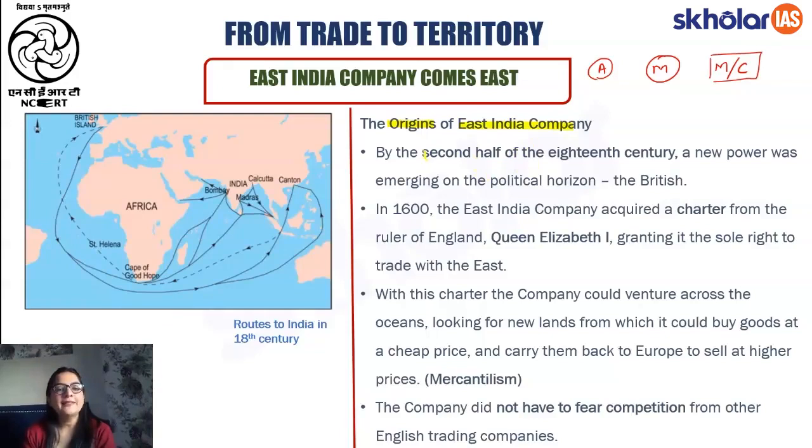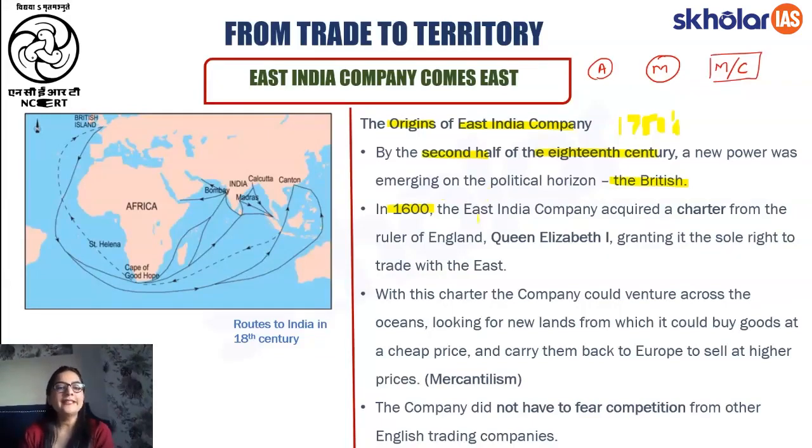Now, students, by the second half of the 18th century, that is around the 1750s, a new power had emerged in our country, that is the Britishers. Now, the origin of East India Company is owed to the year 1600, that is much before the 1750s. Herein, we must know that the East India Company did not come during the 1750s, rather its presence in India was already around the 1600s, but it came to power only after the decline of the Mughal Empire.